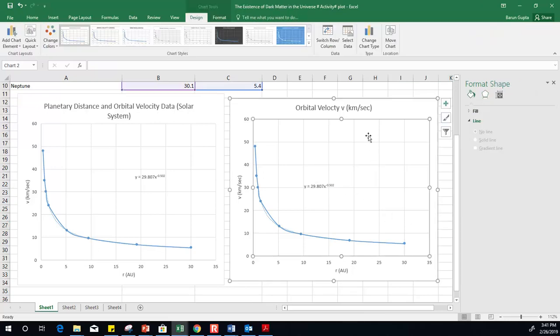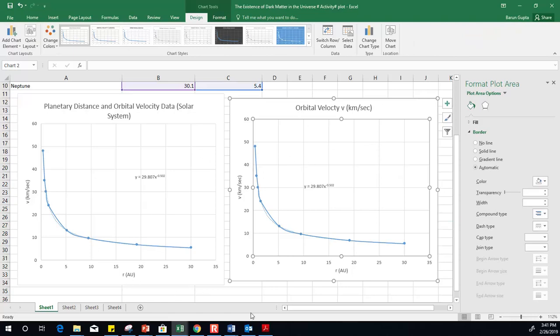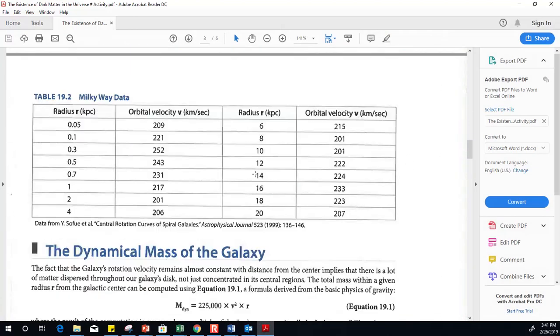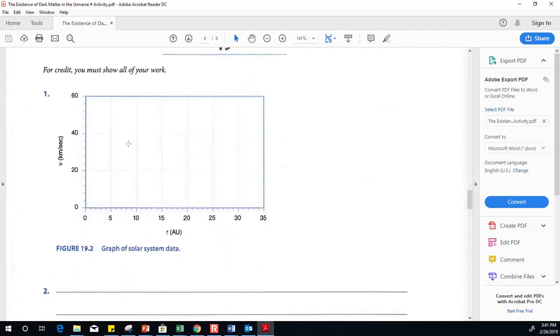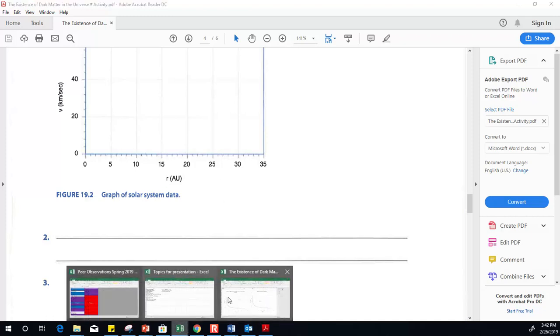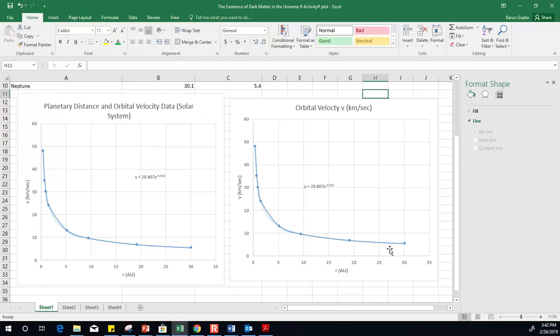Once you have this graph, you need to put it into a Word document. I already have done that, so I'll just show you how. Let me open this one. I did number 1 here, I plotted this graph. The second part is that you have to write down the relationship you see between the velocity and the orbital distance. What you see here is, as the distance increases, the orbital velocity decreases. That's what you have to write down.